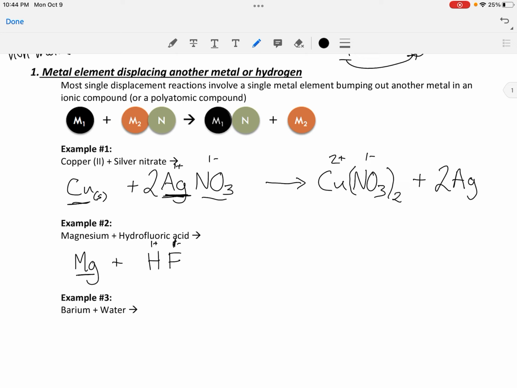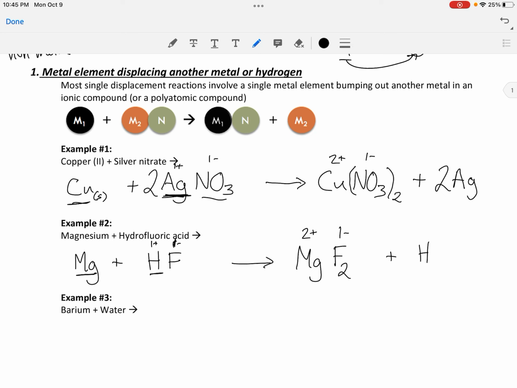That magnesium can bump out the hydrogen in the acid. When it does that, magnesium will steal fluorine and leave the hydrogen on its own. Now let's watch out for our chemical formulas before we go any further. Magnesium has a charge of positive 2 because it's in group 2. Fluorine has a charge of negative 1. So we're going to need 2 fluorines for every 1 magnesium atom here. And that's my new ionic compound.